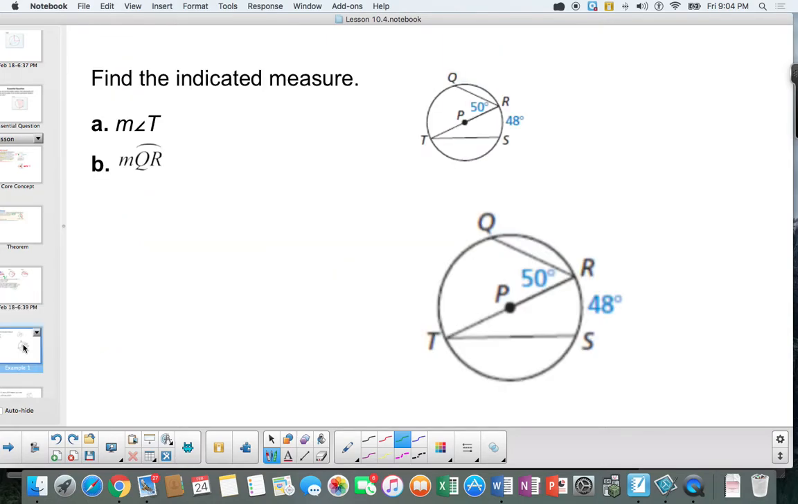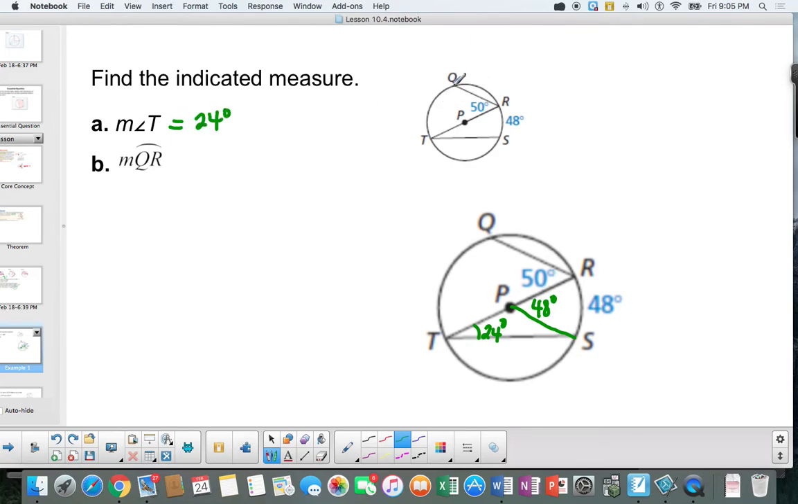Okay, let's go ahead and use that. We want to find angle T. That's this angle right here. Now, remember that this is the central angle. If this is 48, this is 48. And this angle is going to be half of the central angle, so this will be 24 degrees. So look at the relationship between central angle and inscribed angle. So this answer is 24 degrees.